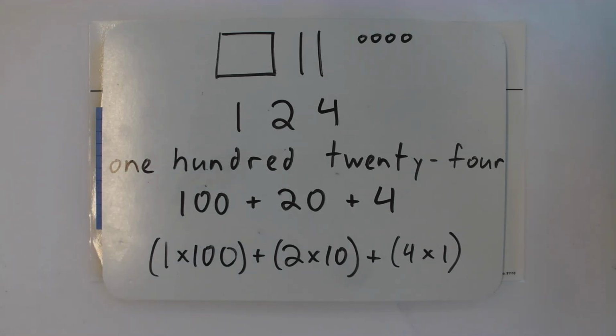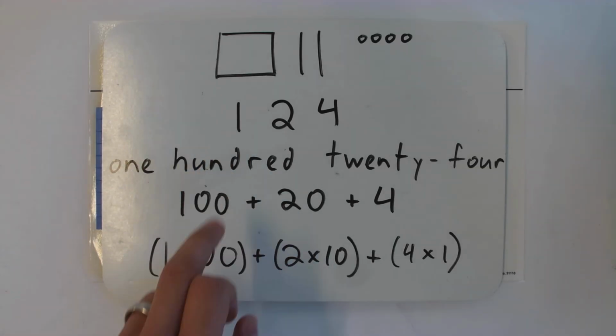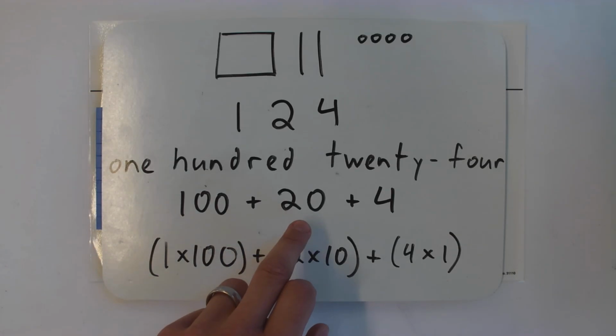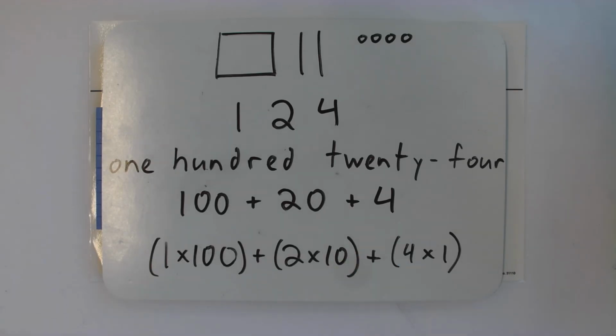The next line is going to be our expanded form. This is where we're just expanding this based on place value. Just to better highlight that 1 is representing the quantity of 100. So kind of connecting it back to each of those place values. So 100 plus 20 plus 4.